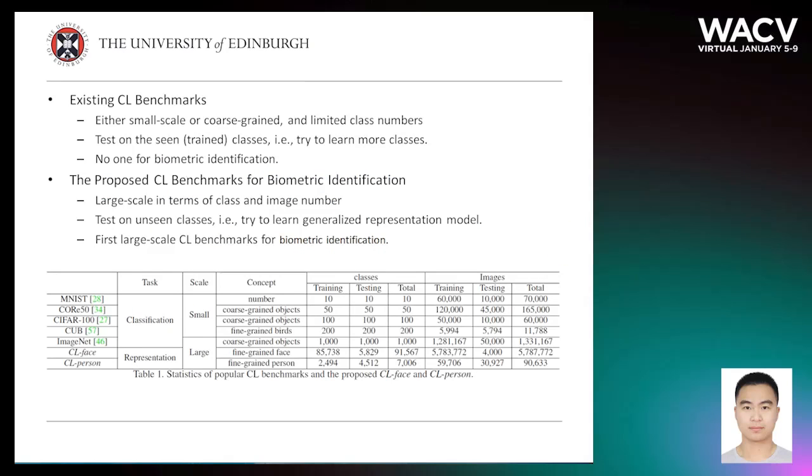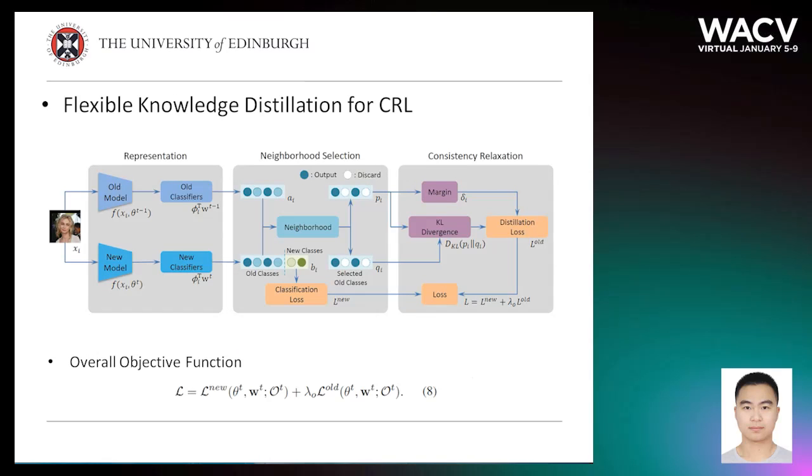To evaluate different methods in the new setting, we propose two new continual learning benchmarks based on several existing face recognition datasets and person re-ID datasets. The proposed two datasets have much more classes and images compared to those existing continual learning benchmarks. In this paper, we propose a new method called flexible knowledge distillation.